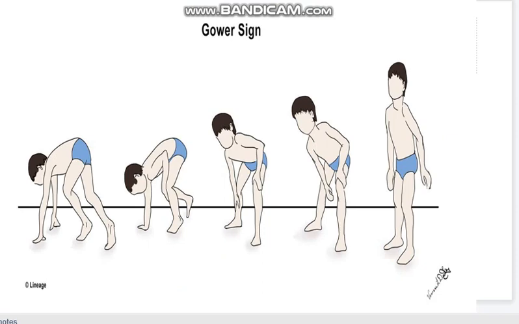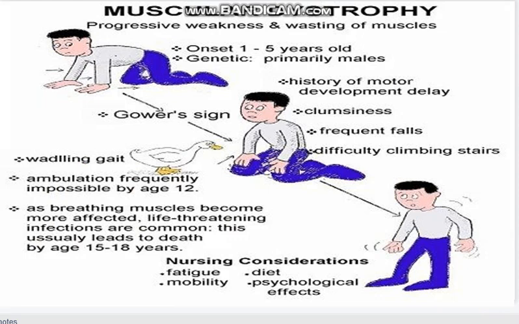This is the Gowers sign. To stand up, the patient needs help from the upper limbs and knee support. Within 1 to 5 years, they develop the Gowers sign, with a history of motor development delay, frequent falls, difficulty climbing stairs, and waddling gait. Ambulation is frequently impossible by the age of 12, breathing muscles become more affected, and life-threatening infections are more common, eventually leading to death.